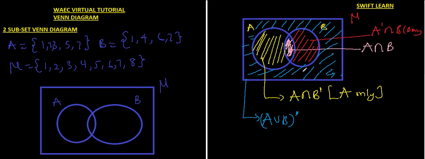I hope you understand this. You can screenshot this and let it be at the back of your mind, because you'll be using it for two-subset Venn diagrams a lot. I tell you, a lot. All right, so let's move on to our question now.